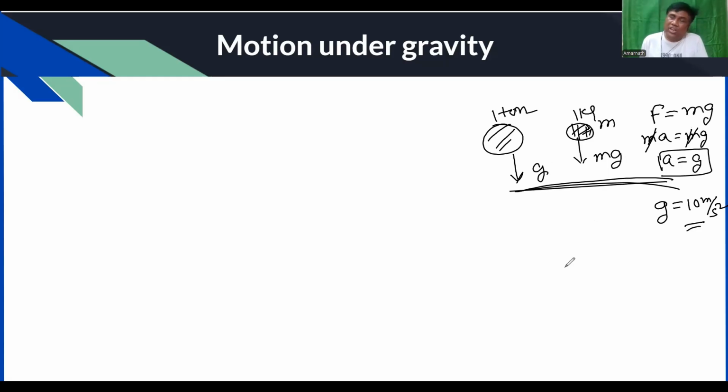Acceleration due to gravity will change if you go to a certain height. If you go 100 kilometer, 200 kilometer above the surface of Earth, it will not be g. The value will not be 10 meter per second square. Anyway, this is the basic thing.